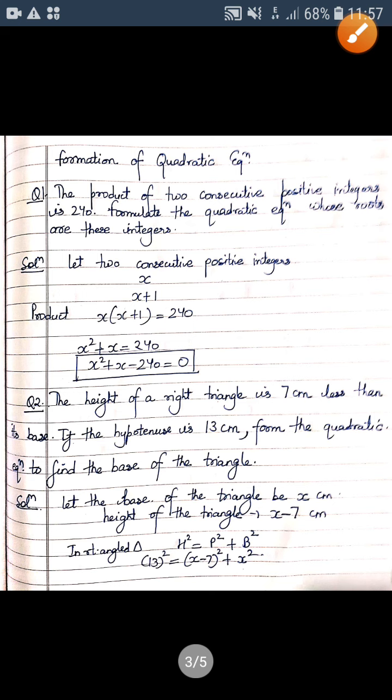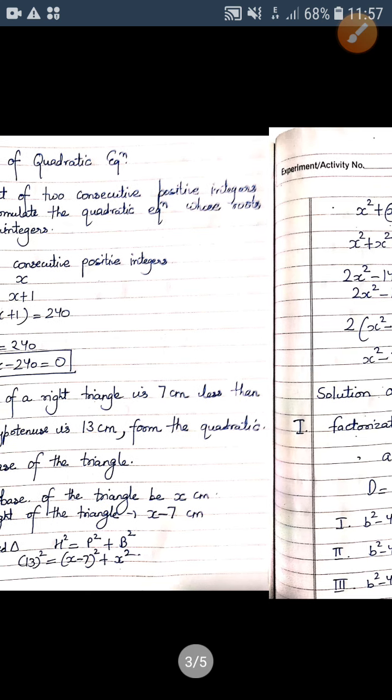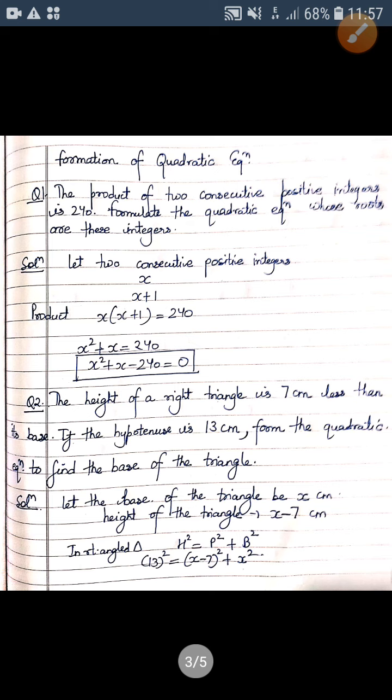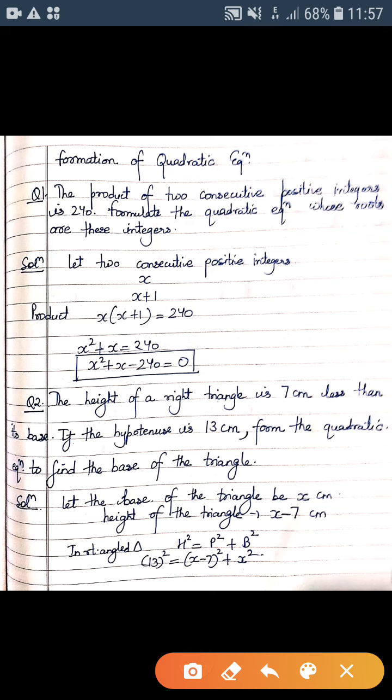Now, how do we form a quadratic equation? As we have discussed in the examples, we have a question here: the product of two consecutive positive integers is 240. Formulate the quadratic equation whose roots are these integers. So let the two consecutive positive integers be taken. What are consecutive positive integers? They come one after the next, that is 2, 3, then 3, 4, then 4, 5. 5 is the consecutive integer of 4. Similarly, 6 comes next to 5.